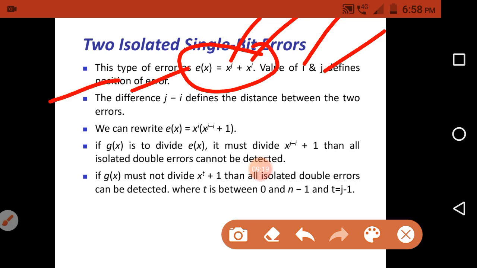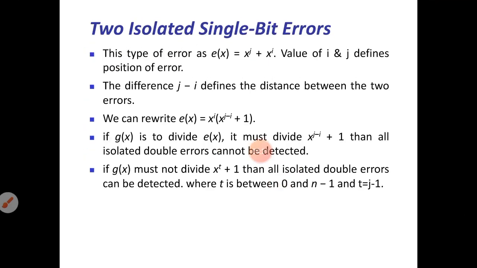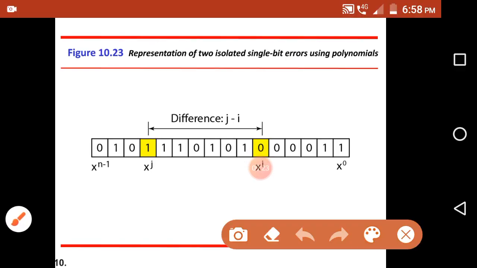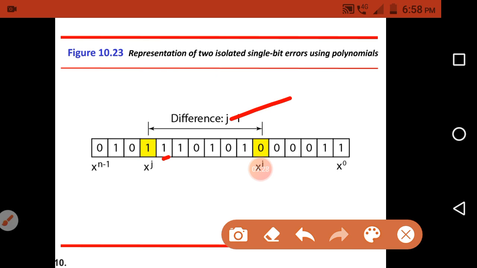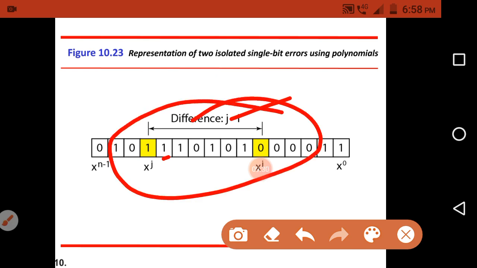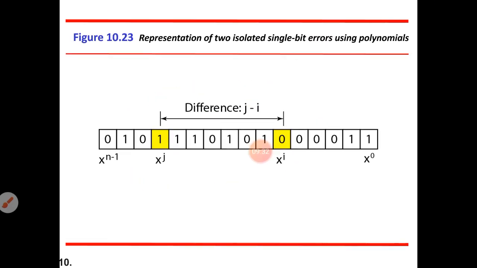Okay, and j minus i defines the distance between the two errors. So here j minus i determines the distance between these two errors.